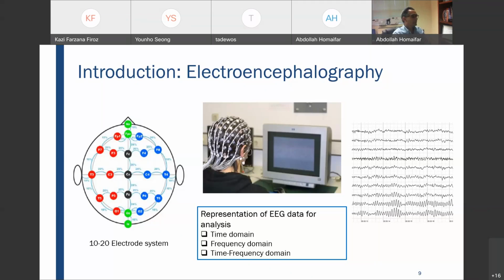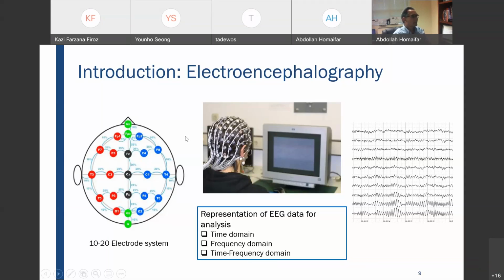We already see that our brain surface can be divided into 4 lobes. So these letters F, T, O, P are for frontal, temporal, occipital, and parietal lobes. And the C is for central region. Though there is no physical central lobe, for understanding of the region, C is denoted for central. The odd numbers are for the left side of the brain, and the even numbers are for the right side.